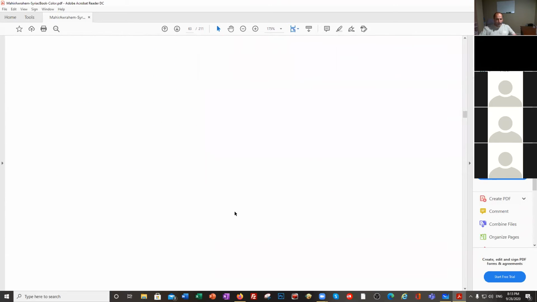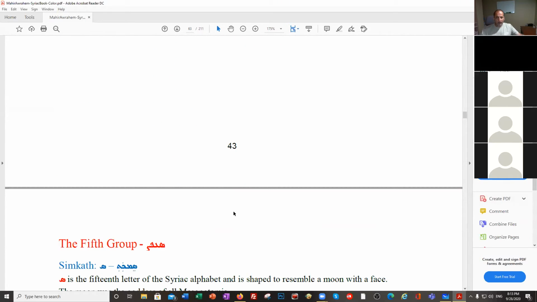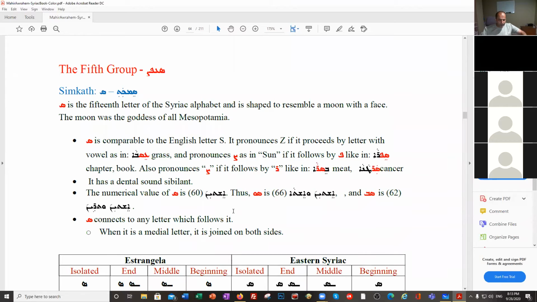Okay, moving on to the fifth group, page 40 in the book. The fifth group is made of four-letter sa'pas: simkath, a, pe, sade. The first one is simkath.